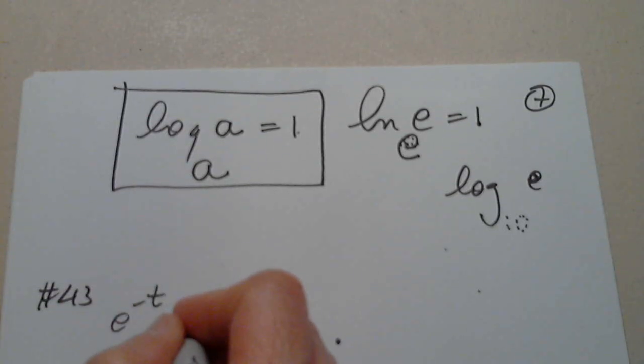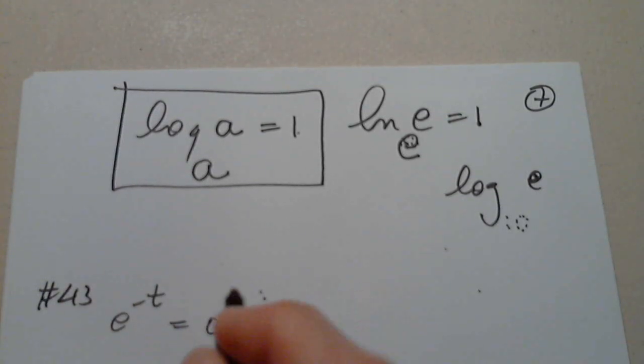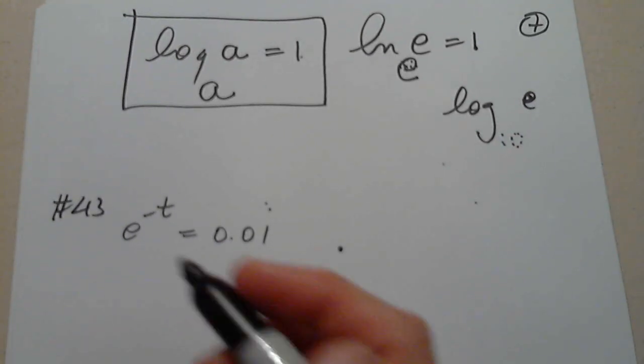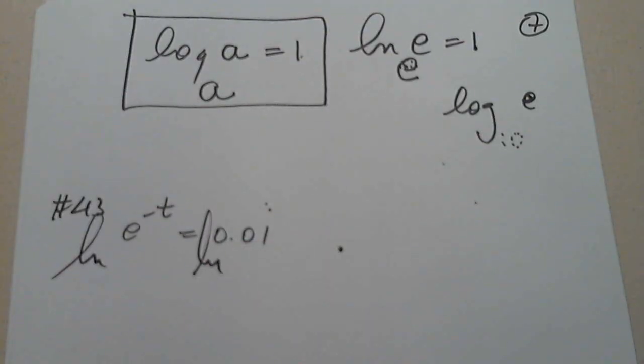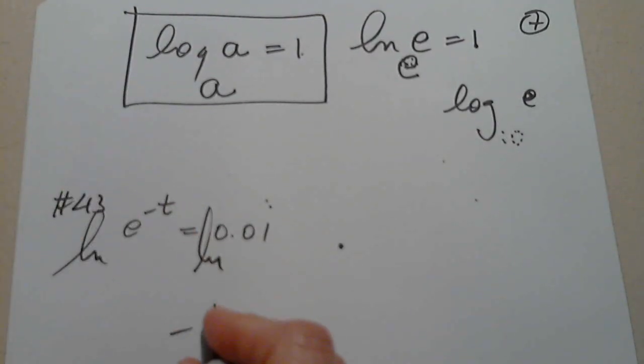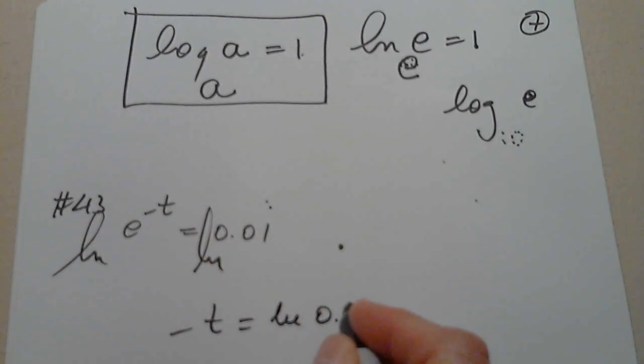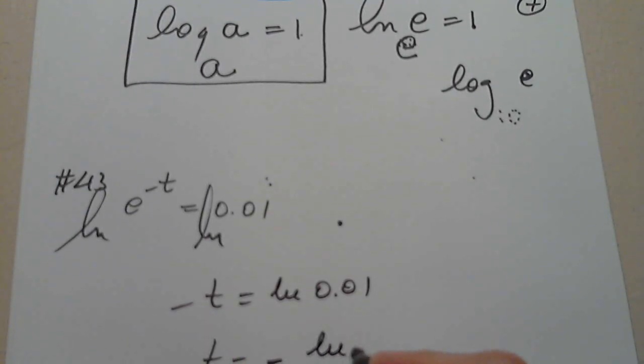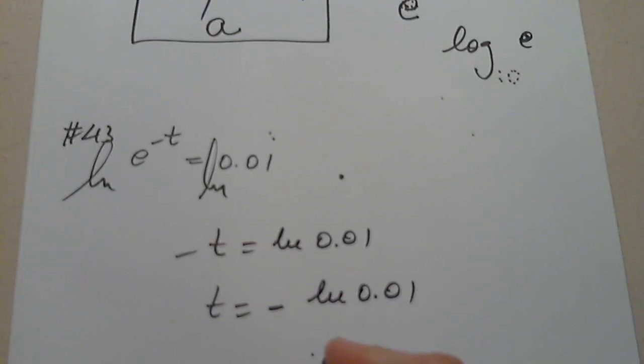To negative t equals 0.01. Good. Same idea, same thing. I have no clue what this is. I apply natural log to both sides. I bring negative t in front. And I divide by -1. And I approximate.